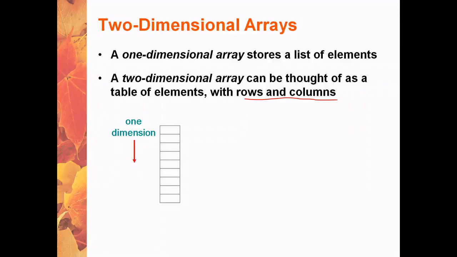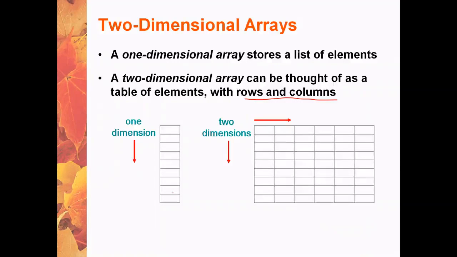Look at this pictorial representation. This is one-dimensional, where the elements are stored in a list, in a sequence, and this is two-dimensional, where we have rows and columns. One-dimensional has a single index, so the first element has index 0, then 1, 2, 3, like this. In the case of two-dimensional, we have two different indexes.